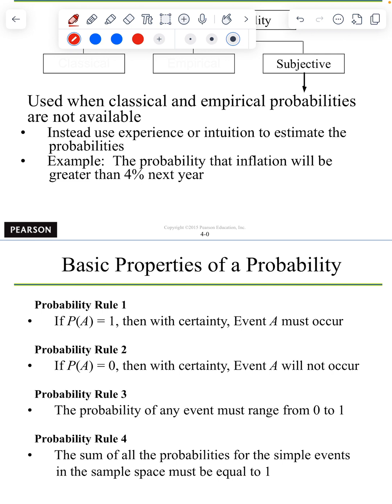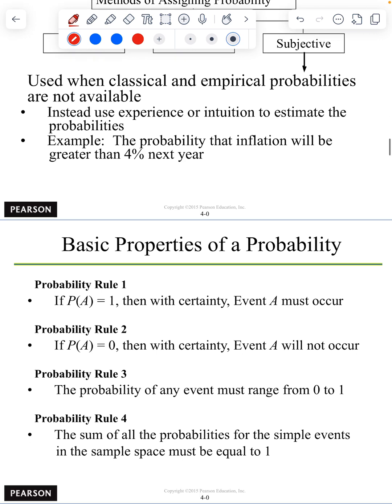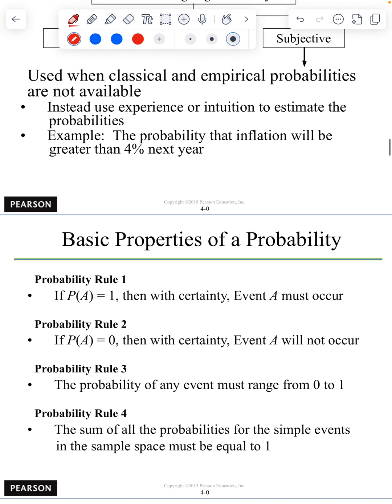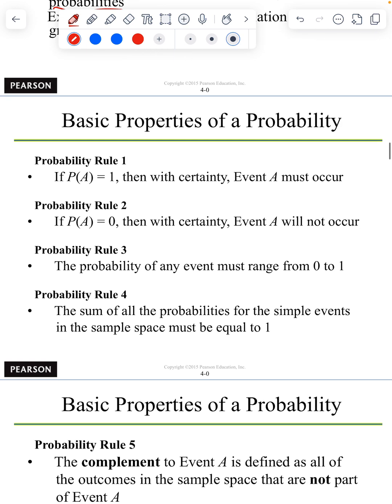Or if we have a hurricane hit the Gulf, where a large part of our oil refineries are, that can impact gas prices. So those, based on experience or intuition, can cause you to estimate probabilities and make assumptions. So basic properties of a probability.